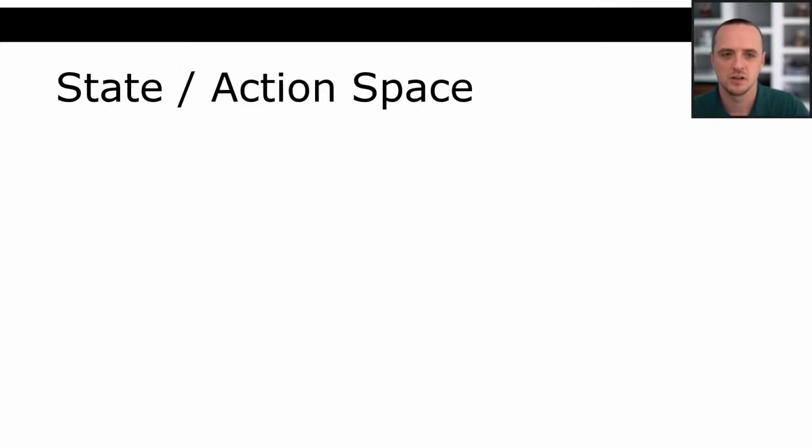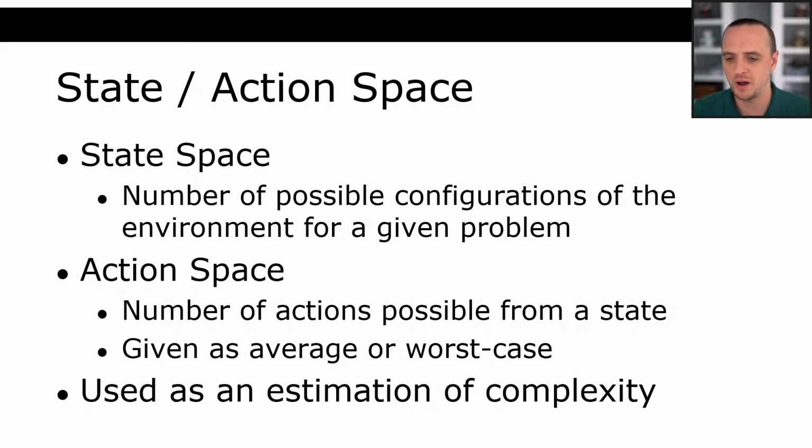We know what a state is. We know what an action is. Let's talk about the state and action space now. The state space of an environment is the number of possible configurations of the environment for a given problem. So that lets us say, how many possible games of chess are there? Why do we want to know that? Well, we'll get into that a bit later.